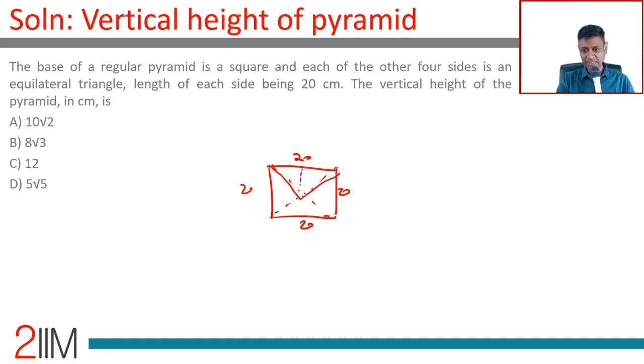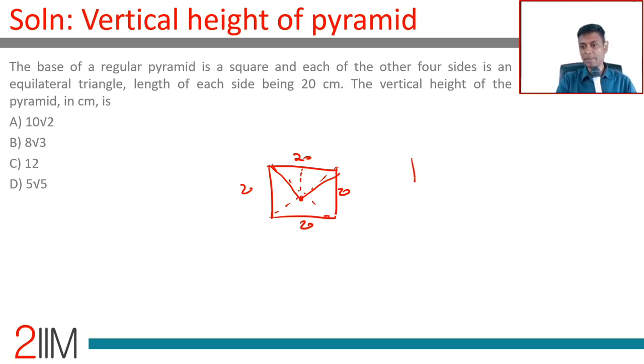And imagine that altitude there. So we have to use some form of Pythagoras theorem. I'm going to think about the peak of the pyramid down to the base of the pyramid. That straight line is going to be perpendicular to the base plane, and that's the height of the pyramid. That's what we need to find.